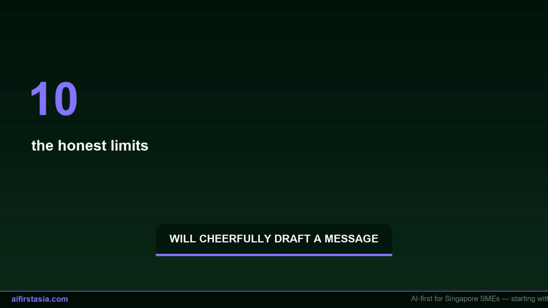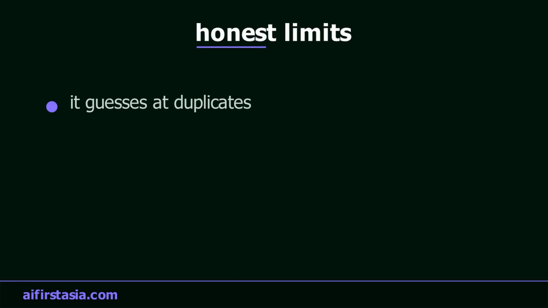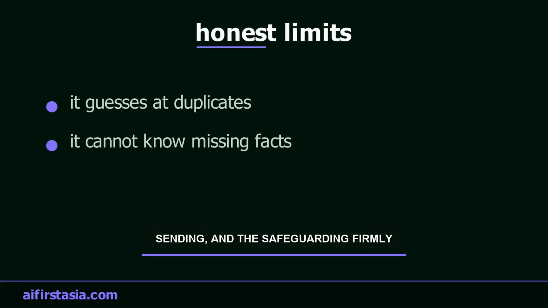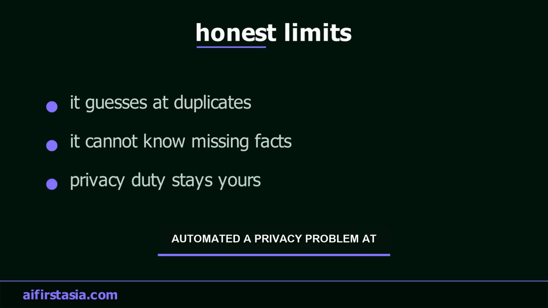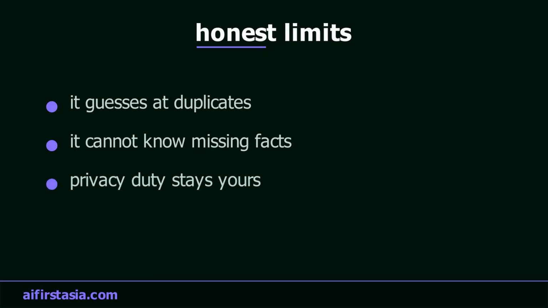And it will cheerfully draft a message to everyone. So respecting who has agreed to hear from you is your call, not the tool's. Use the assistant to standardize, to flag, to sort, and to draft, and keep the merging, the sending, and the safeguarding firmly in your hands. Do that, and it earns its place. Skip that, and you have automated a privacy problem at scale.